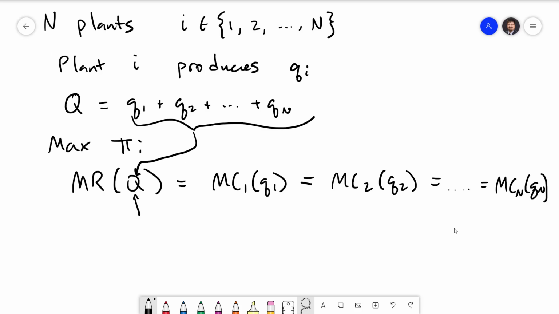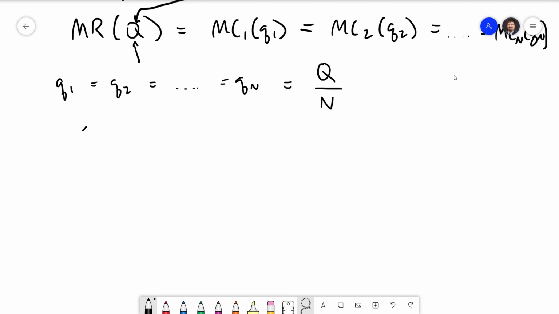Before we move on to an example, I want to point out that if every single plant has the exact same cost function and the exact same cost structure, then every plant is going to produce the same quantity. In that special case, we're going to have Q1 equals Q2 equals all the way out to Qn, which is going to be big Q divided by n. However, if the cost structures are not the same, this will not be the case.